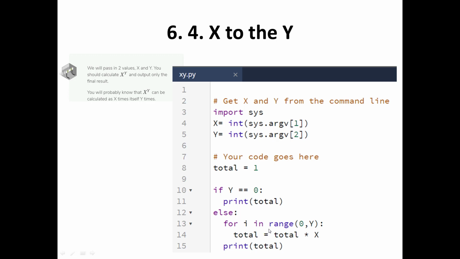So we'll keep progressively increasing I, and we'll take our total, and that will equal total times x, and then we'll print our total.